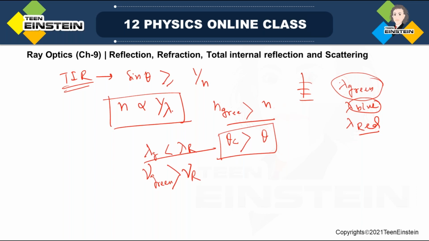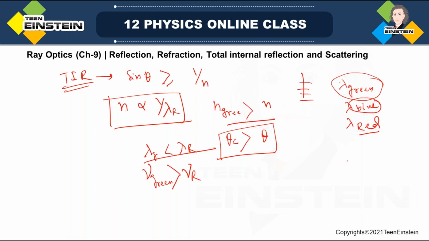If the lambda is more, suppose this is red, lambda is more means frequency is less. So this is less now. So this is more. Okay. So this factor is more. That means at this particular angle of incidence, it is not possible to meet the TIR.